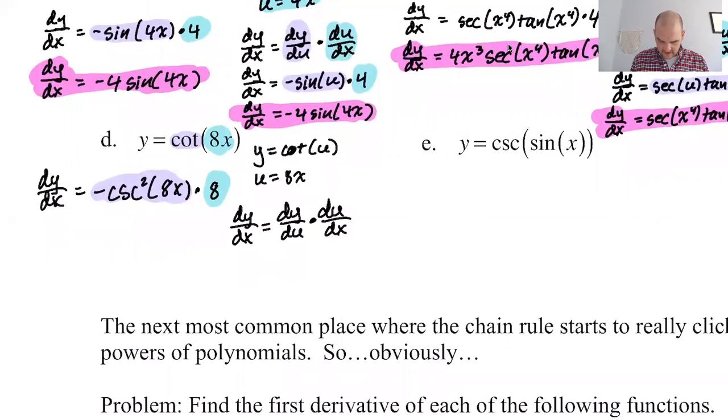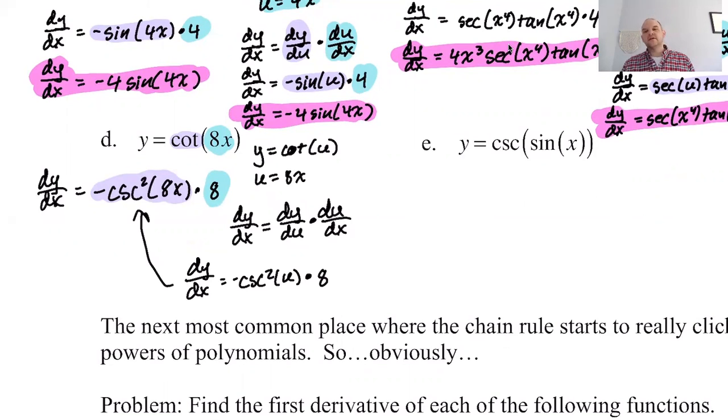So dy/dx will equal dy/du, the derivative of cotangent of something is negative cosecant squared of that thing, and then times du/dx, which is 8. And so then you would substitute in, and when you substitute in, you end up right back there. So it's the exact same process.